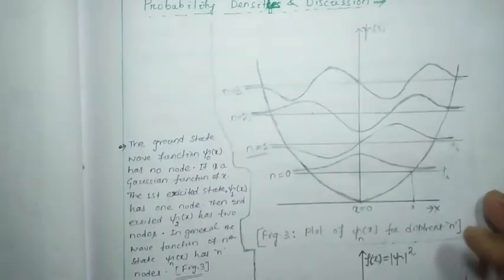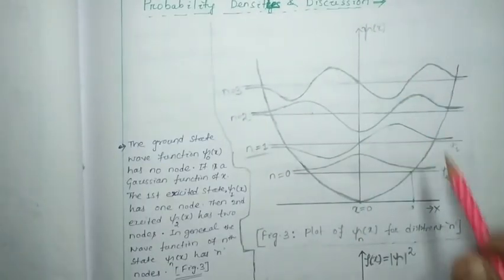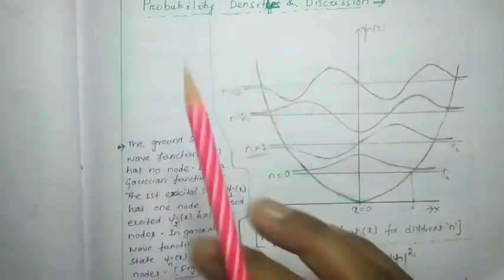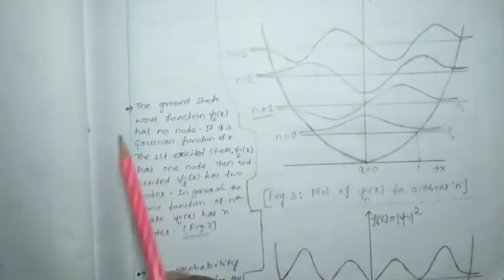So from this figure, what we got, here I have written something, you just watch, I am reading: the ground state wave function psi 0 has no nodes.